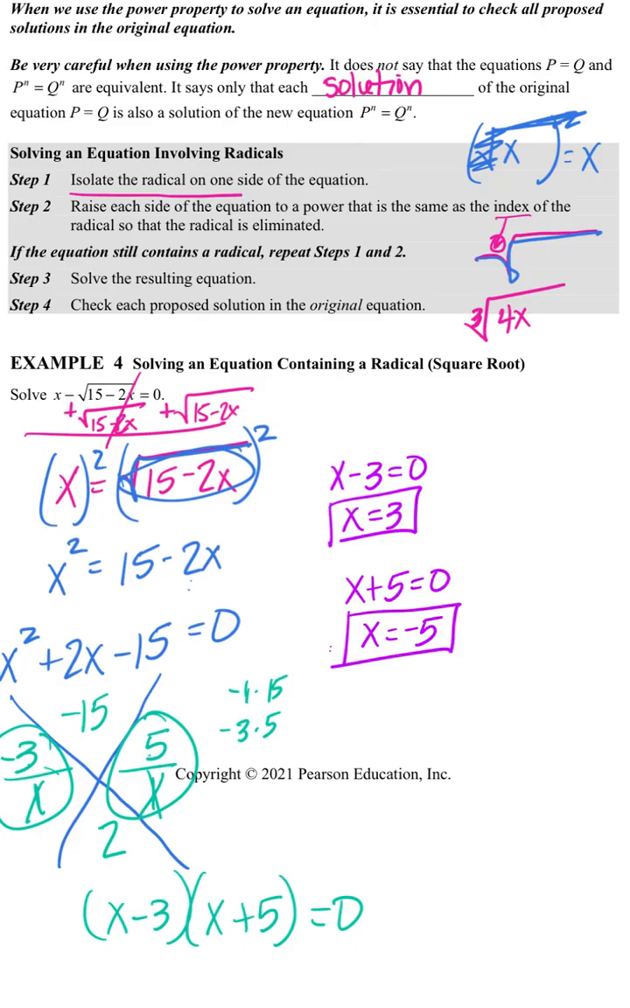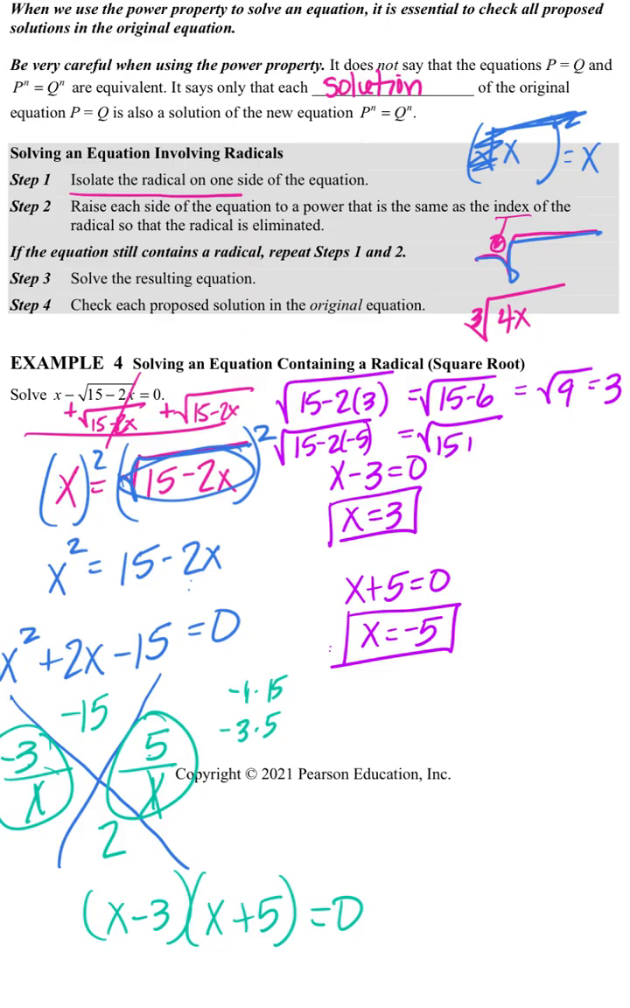If I plug in a 3, 15 minus 2 times 3 is 15 minus 6, which is 9, which equals 3. And then if you plug in the negative 5, we got 15 minus 2 times negative 5. We got 15 plus 10, so that's 25, and that gives me a positive 5. So the only solution that works here is your 3. This other solution does not work, so x equals 3.